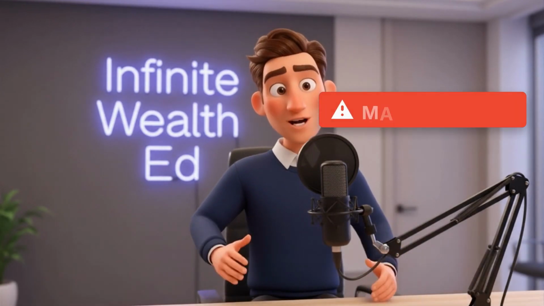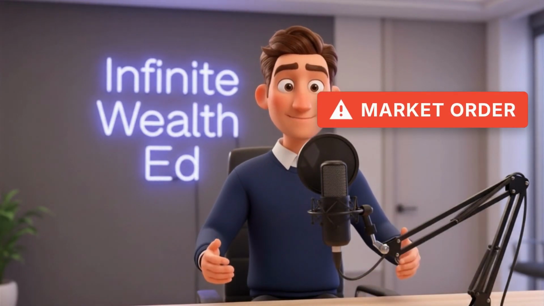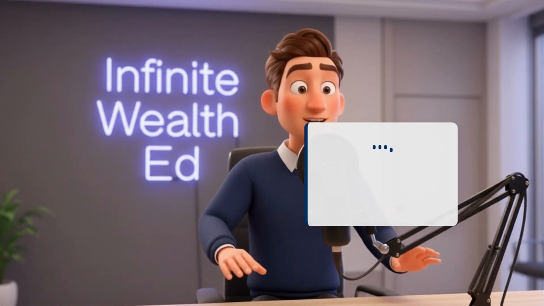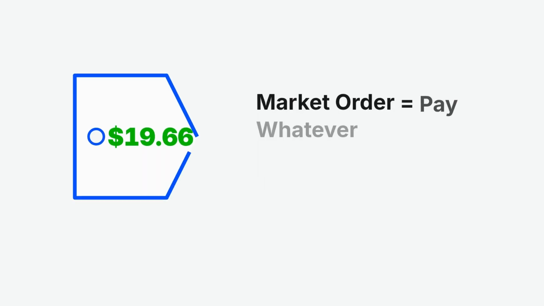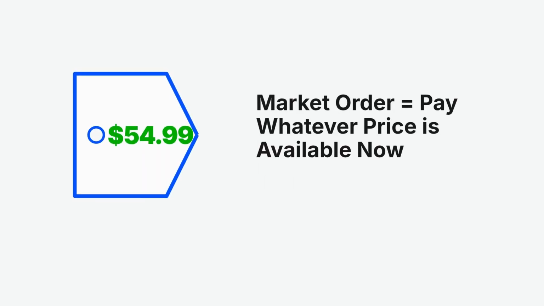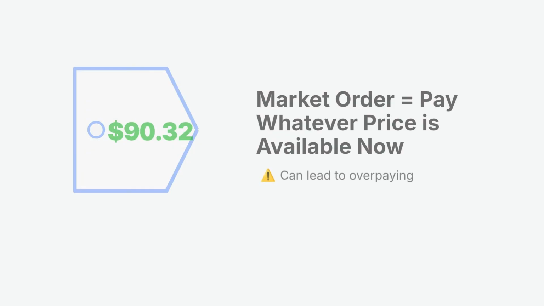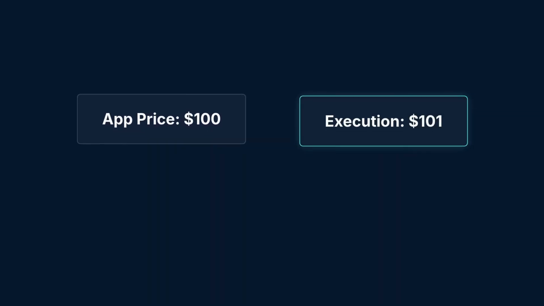Now this next step is critical. By default, you'll usually see something called a market order. Do not just click buy using a market order without understanding it. A market order basically means, I'll pay whatever price is available right now. And that can lead to overpaying. For example, if the ETF is showing at $100, but the next available seller is at $101, you'll get filled at that higher price instantly.